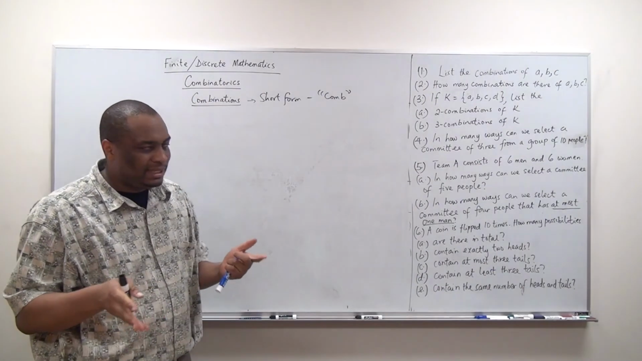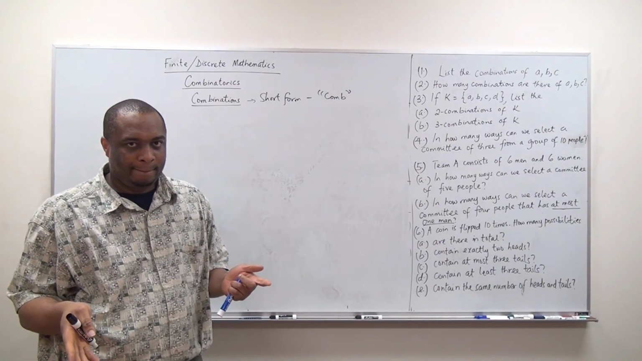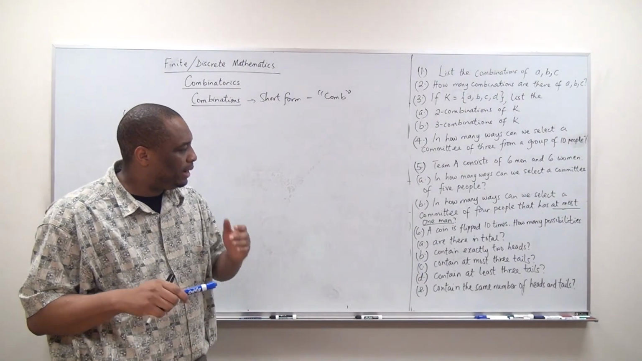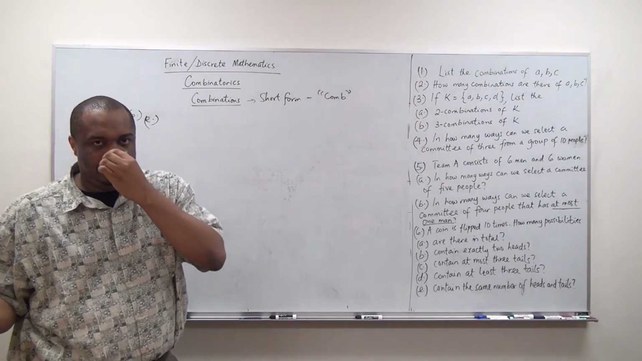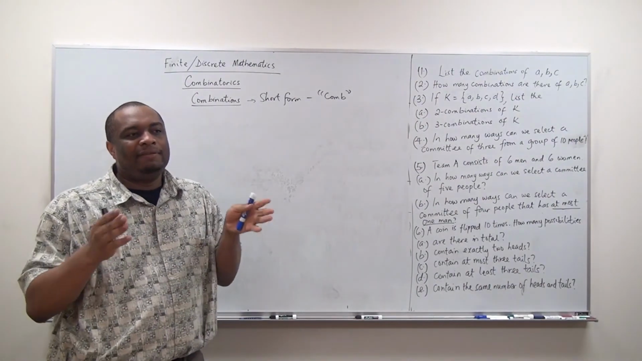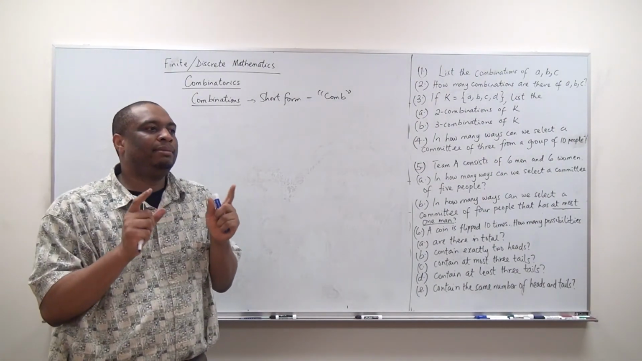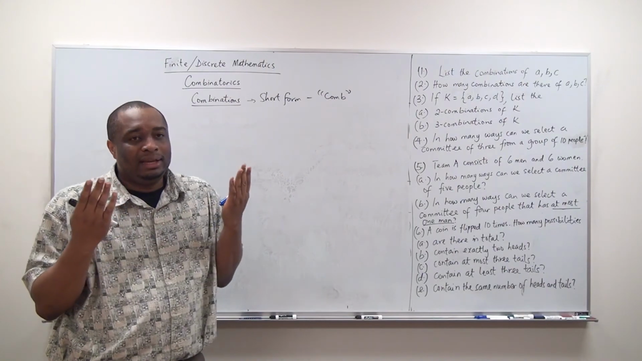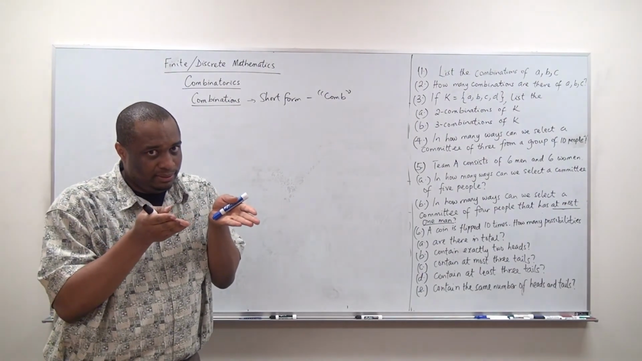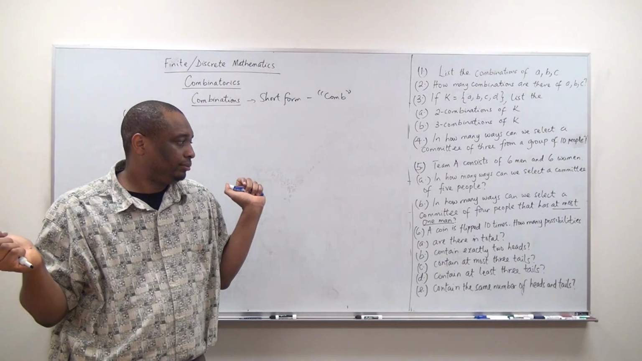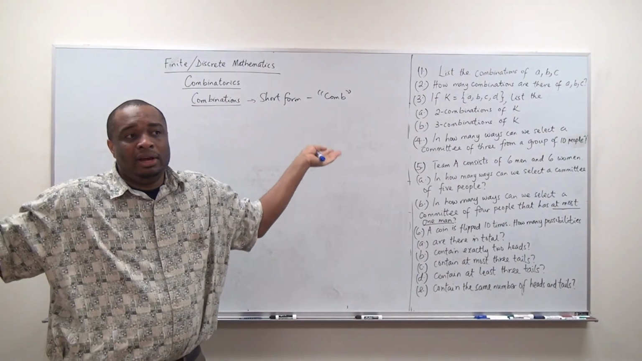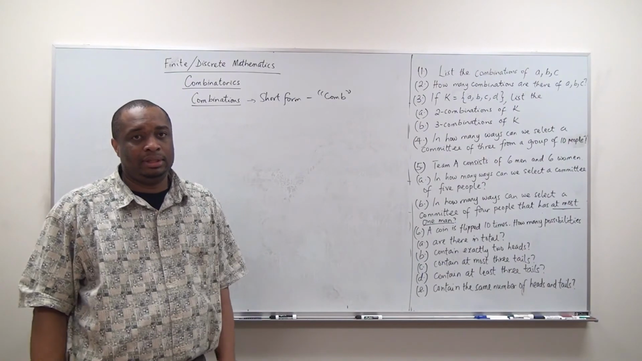Contain the same number of heads and tails. So that means 5 heads or 5 tails. I mean 5 heads. It has the same number of heads and tails. So you can either say, because it's 5 heads, 5 tails, exactly 5 heads, or you can say exactly 5 tails.